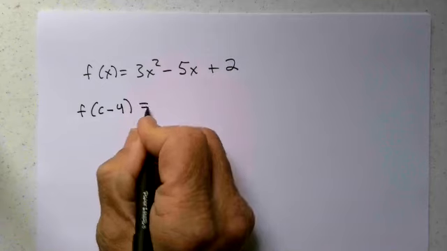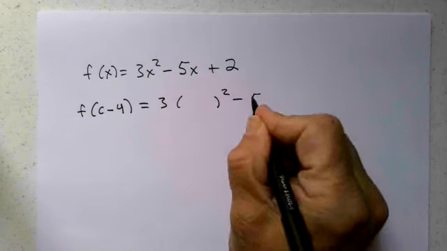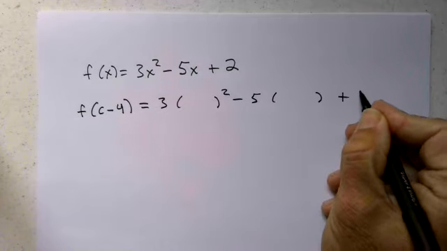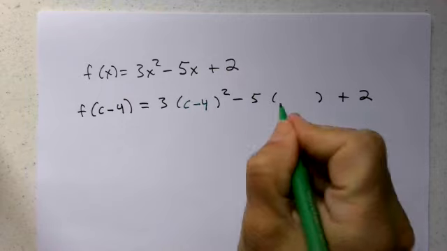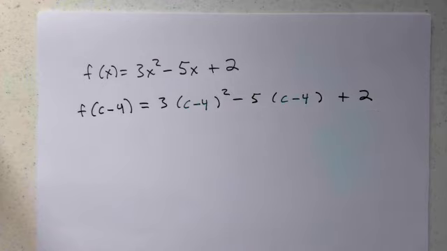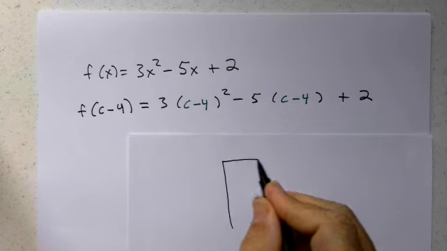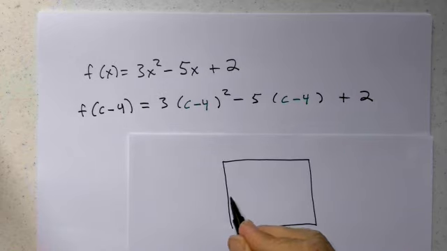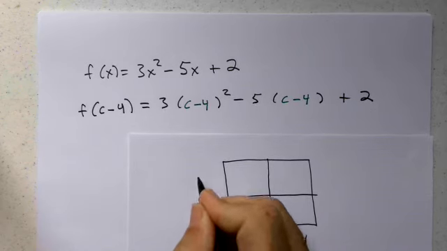Well, wherever we have an x, we replace it with a c minus 4. So I have 3 times x squared minus 5 times x plus 2, and we're going to replace all of those x's with c minus 4. Then I've got to do c minus 4 squared. What I like to do with that is use my multiplication box. I prefer that to FOIL, although I know a lot of students like to use a tool like FOIL. I like to visualize the multiplication. So I have c minus 4 squared, which means c minus 4 times c minus 4.